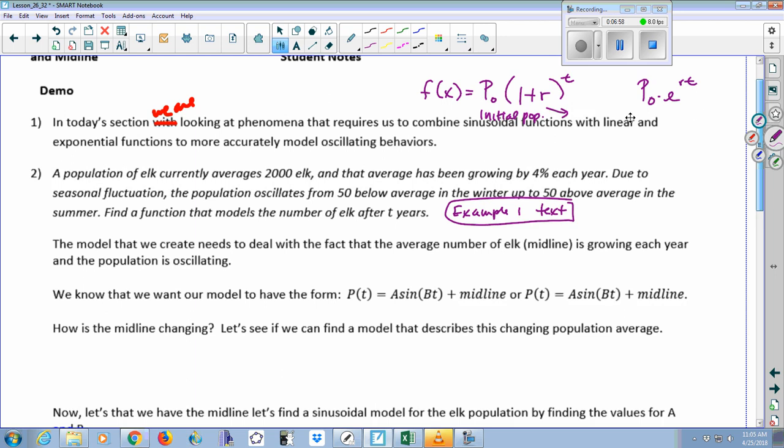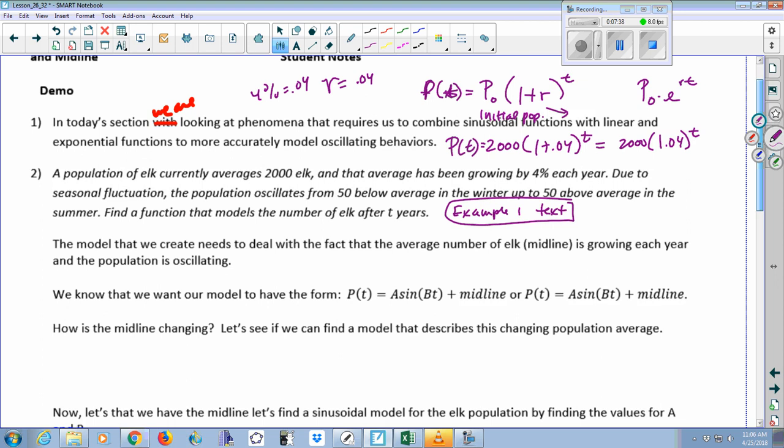Okay, so what do we know so far? We know our initial population is 2,000. Our value for R is always a percentage, so 4% is 0.04. So when I add 0.04 to 1, and I raise it to the power of T. So this is going to be called P of T. This should have been F of T up here. So let's just call that P of T. So this equals 2,000 times 1.04 to the T.